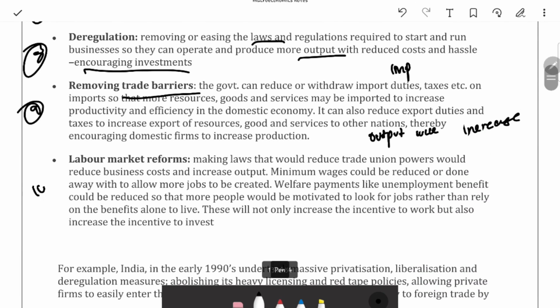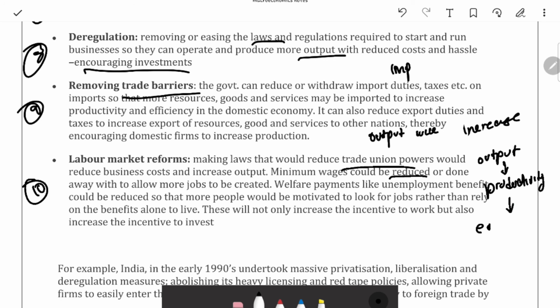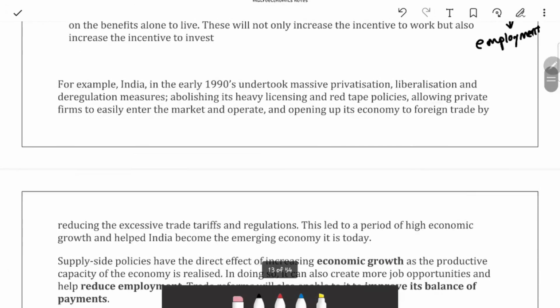And lastly, number 10 is labor market reforms. When you make laws that reduce trade union powers, and we've had a look at trade union powers in the previous topics, then the minimum wages, for example, could be reduced, and that may create more jobs because it's cheaper to buy these workers. So therefore there'll be more employment, more productivity, and hence more output. You can see there's so many benefits with this. So this is what the supply side policy does.